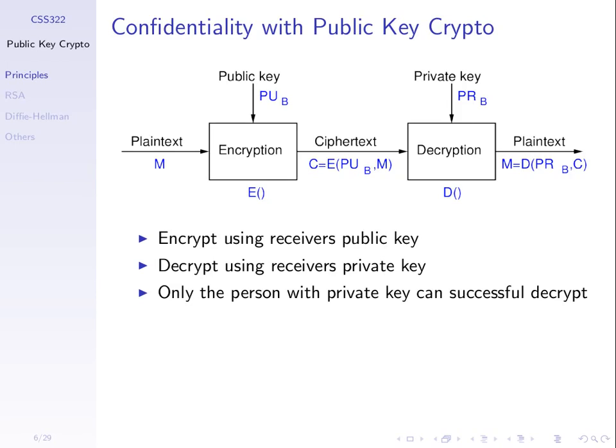I send the ciphertext. B gets it. To get the original message back, B applies a decryption algorithm, and they use the corresponding key in the key pair, which is the private key of B. B knows its own private key, so B uses their own private key in the decryption step. Decrypt the ciphertext using B's private key, and the algorithms, the encrypt and decrypt, must be such that we get the original message back.